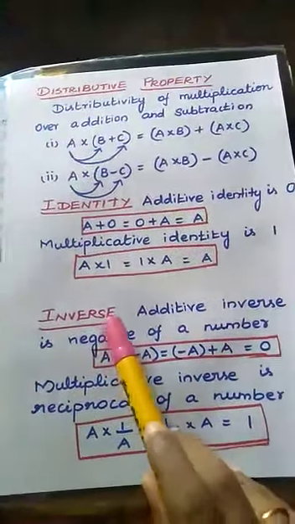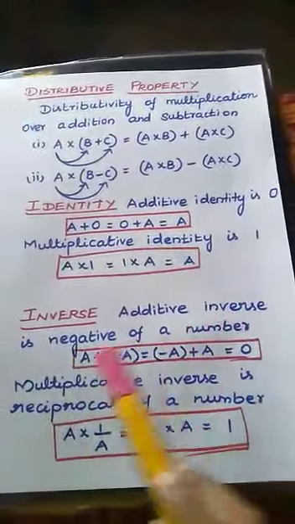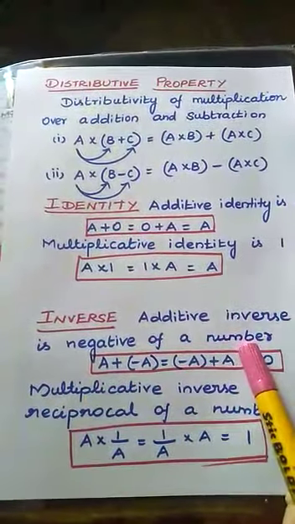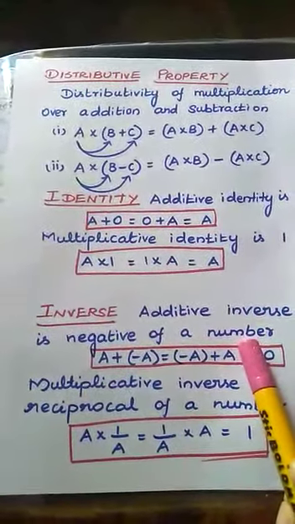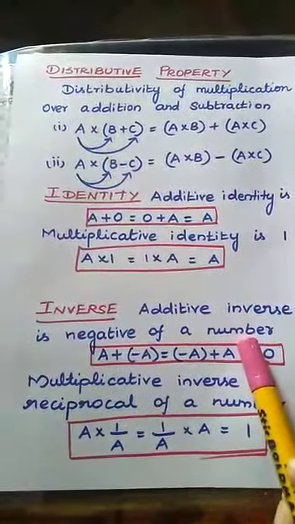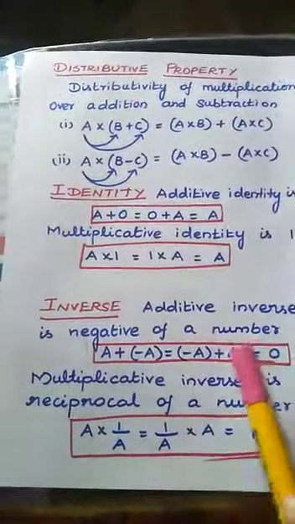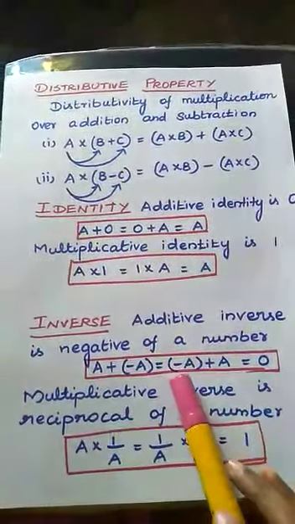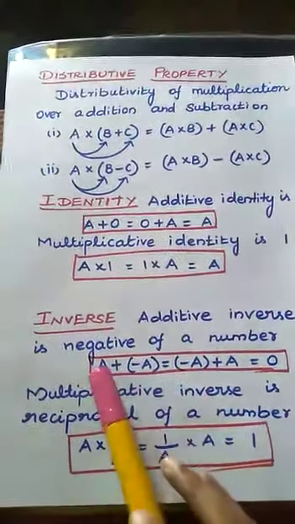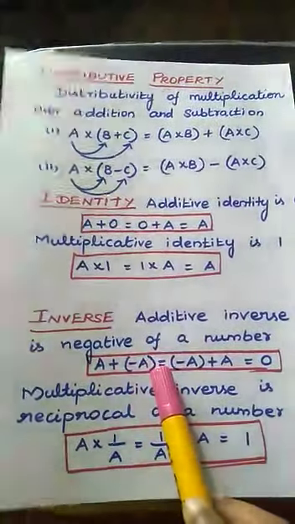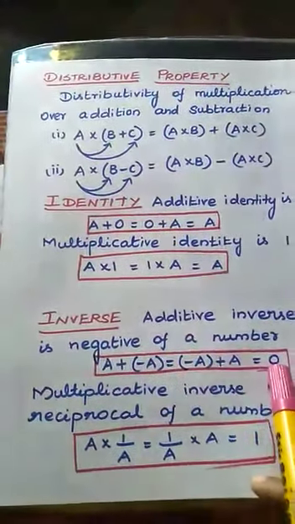The next one is inverse. Additive inverse is negative of a number. Actually in addition, inverse means the opposite value only. Suppose you take a 5 value, what is the opposite of plus 5? Minus 5 only. Suppose minus 1, the opposite value of that is plus 1 only. So A plus (minus A) is equal to minus A plus A is equal to 0.